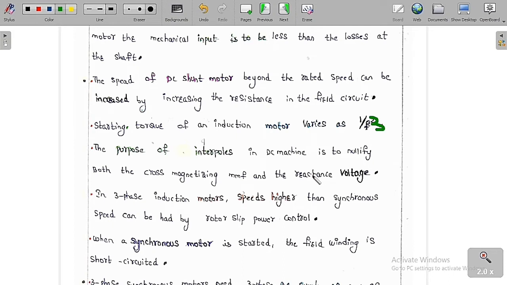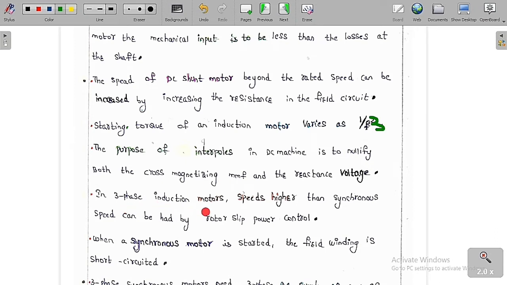This is a very important point here. The purpose of interpoles in a DC machine is to nullify both the cross-magnetizing MMF and the reactance voltage, whereas the purpose of the compensating winding in a DC machine is to nullify only the demagnetizing MMF.